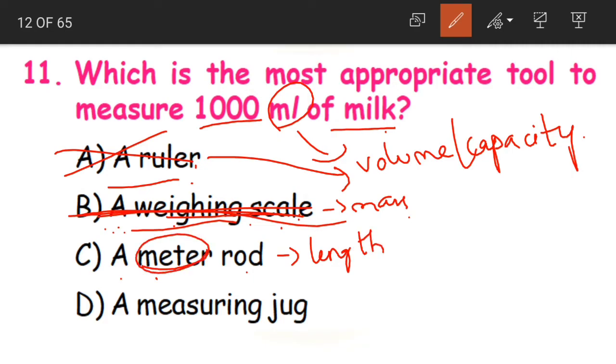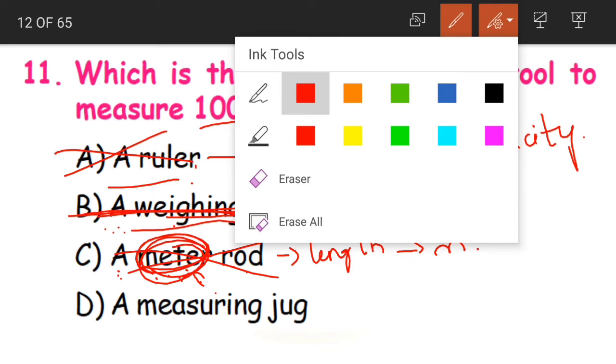In the question, what do you say? Here itself we are having milliliters. A meter rod gives the answer in meters. But what do we want? We want something which will measure the milk in mls. We want 1000 ml of milk. We want a tool to measure 1000 ml. Here a meter rod measures in meters. So option C also becomes a wrong answer.